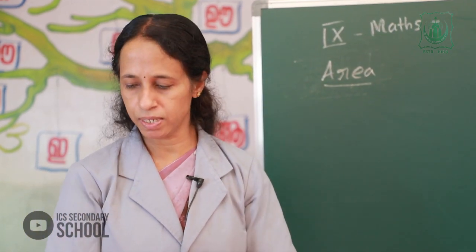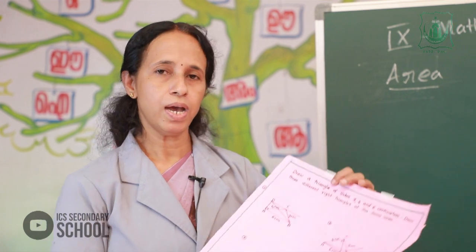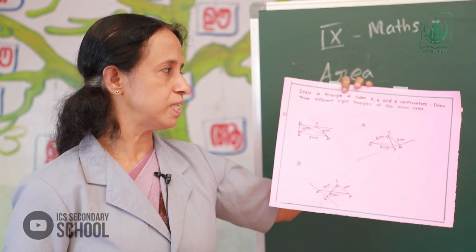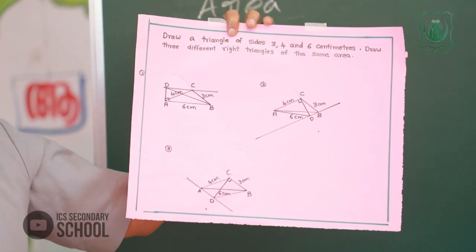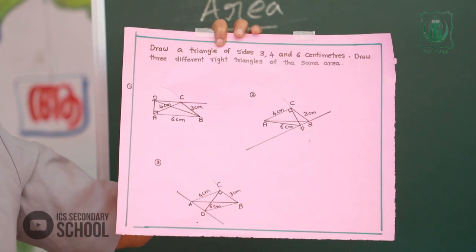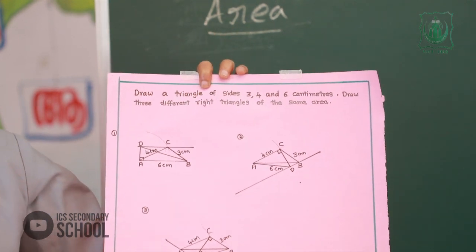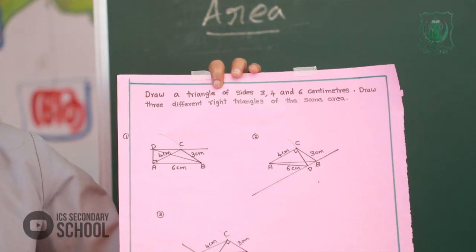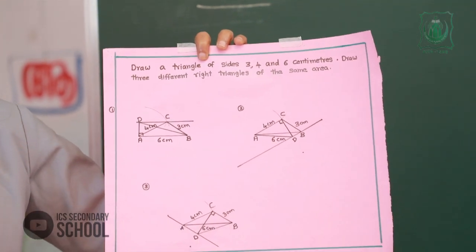Please note the question. Draw a triangle of sides 3, 4 and 6 centimeters. Draw 3 different right triangles of the same area.